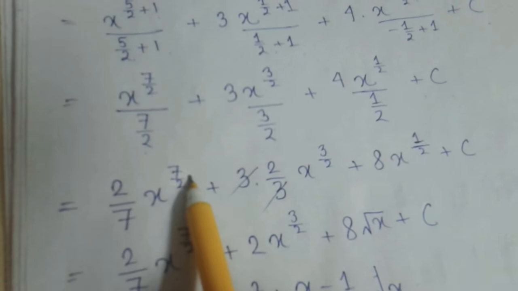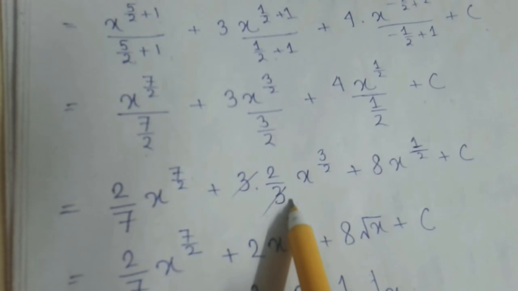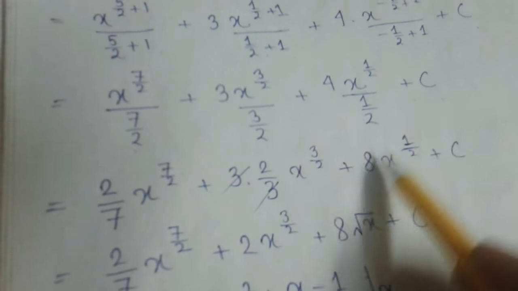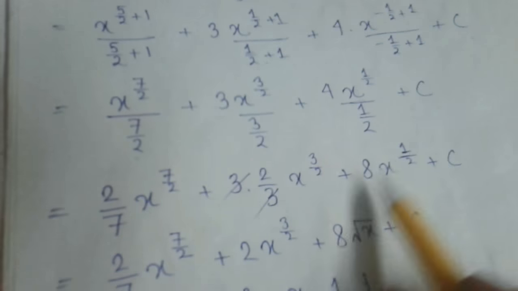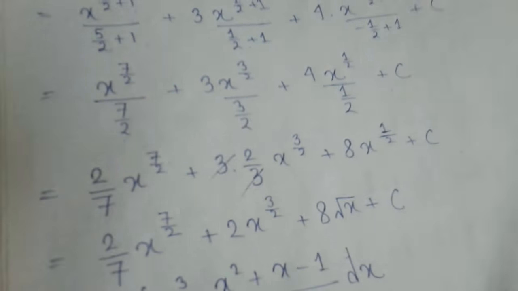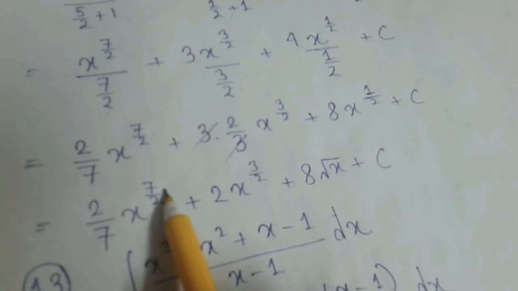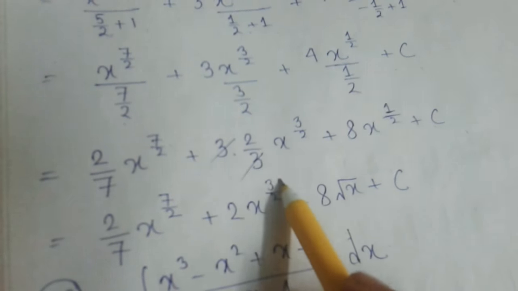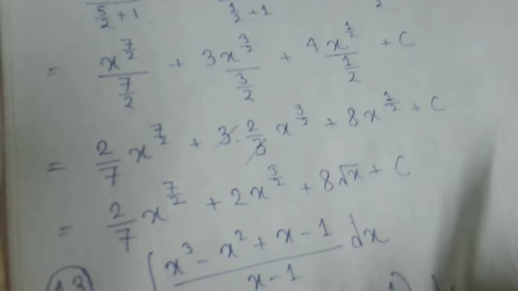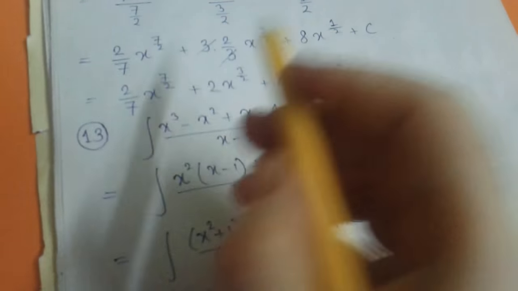So equals to 2 by 7 into x to the power 7 by 2 plus 3 into 2 by 3 into x to the 3 by 2 plus 4 into 2 into x to the power half, plus c. That is 2 by 7 into x to the power 7 by 2, 3 3 cancel out, plus 2 into x to the power 3 by 2 plus 8 root x plus c. This is the constant of integration.